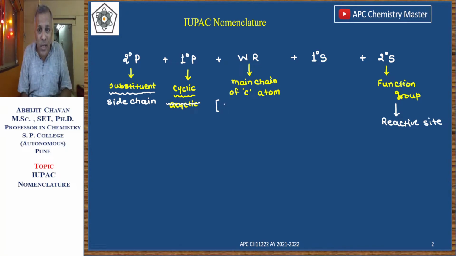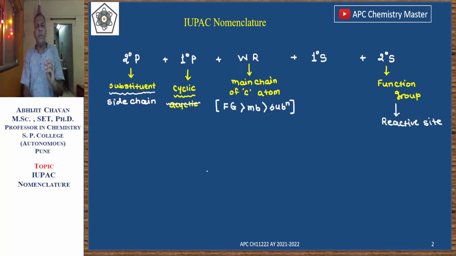The least number, that is the highest priority, should be given to the functional group. That is, the minimum number should be given to the functional group. Number 1. Number 2, the next priority will be for multiple bond, and the least priority will be given for the substituent. What do you mean by substituent? Substituent is nothing but secondary prefix. We'll come to know this point clearly when we consider a few examples at the end of the lecture.